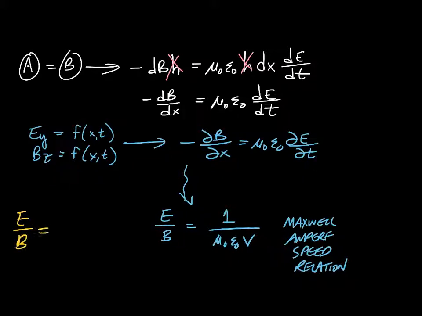E over B equals V, that's the Faraday speed relation, which means V equals 1 over mu naught epsilon naught V, which means we're about to find out that the speed of this wave is constant because it's built out of only constants, fundamental constants of the universe, two of them. All right? So another clean screen here.